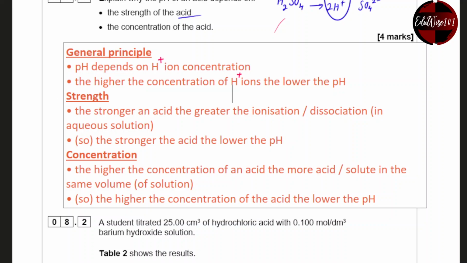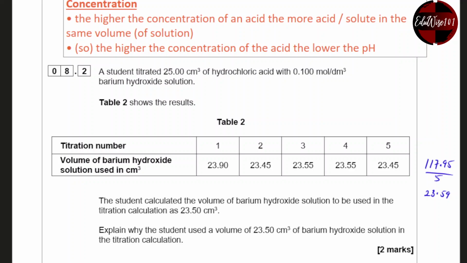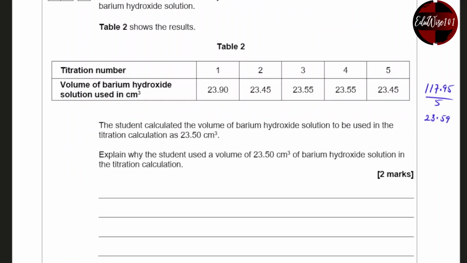Question 8.2. A student titrated 25 cm³ of hydrochloric acid with 0.1 mol/dm³ of barium hydroxide solution. Table 2 shows the results. Titration number, they've done it 5 times, and the volume, they've recorded it 5 times. The student calculated the volume of barium hydroxide solution to be used in the titration calculation as 23.5 cm³. So they worked out the average. Explain why the student used a volume of 23.5 cm³ of barium hydroxide solution in the titration calculation.